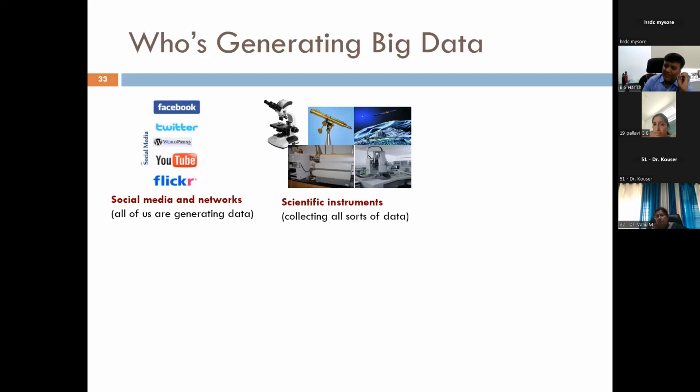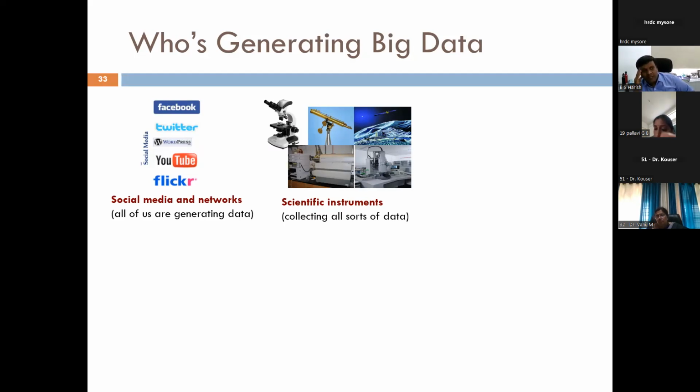Then come the scientific instruments, like very highly sophisticated instruments such as a microscope or a telescope. It could be MRI machines, CT scan imagery machines, or an X-ray machine. There are so many different varieties of instruments available. So everything is connected through one forum or another.